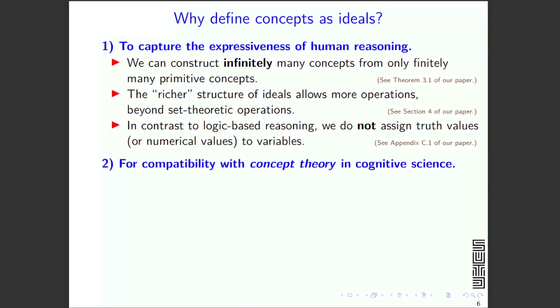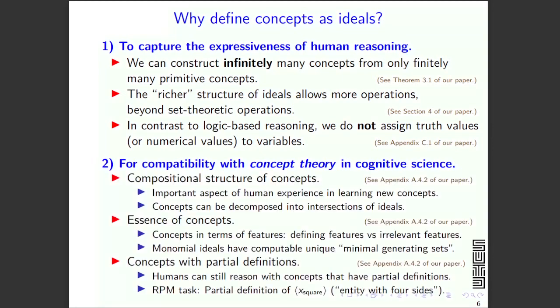Defining concepts as ideals is also compatible with concept theory in cognitive science. For human cognition, we now understand that the compositional structure of concepts is important for learning new concepts. Algebraically, we have this structure where concepts can be decomposed as intersections of concepts. There's also a cognitive theory on the essence of concepts. This means we describe concepts in terms of their features, although we should be careful to distinguish defining features from irrelevant features.